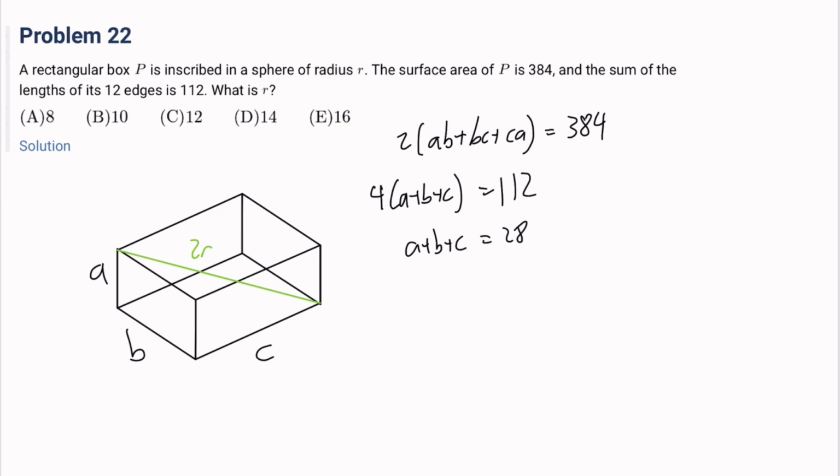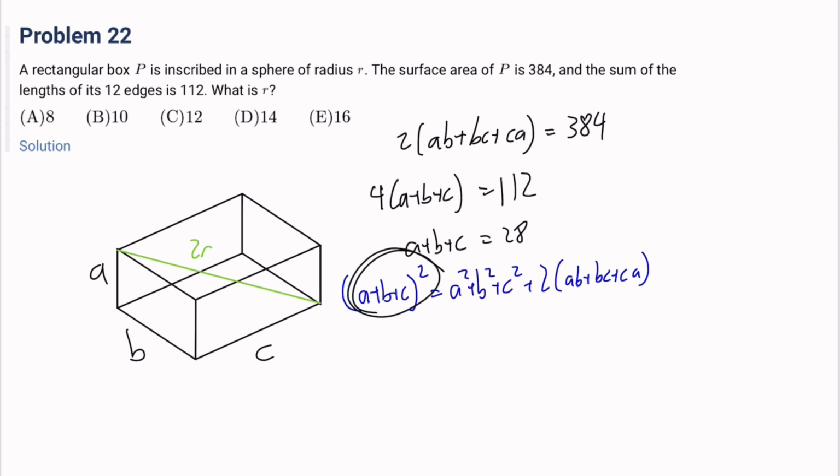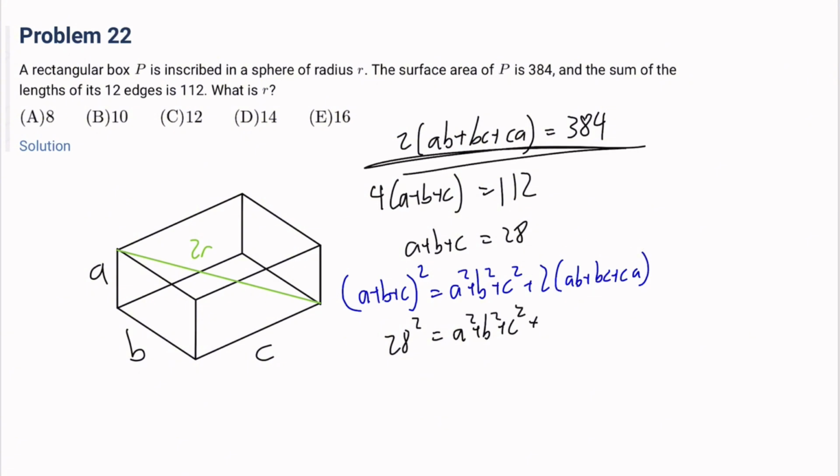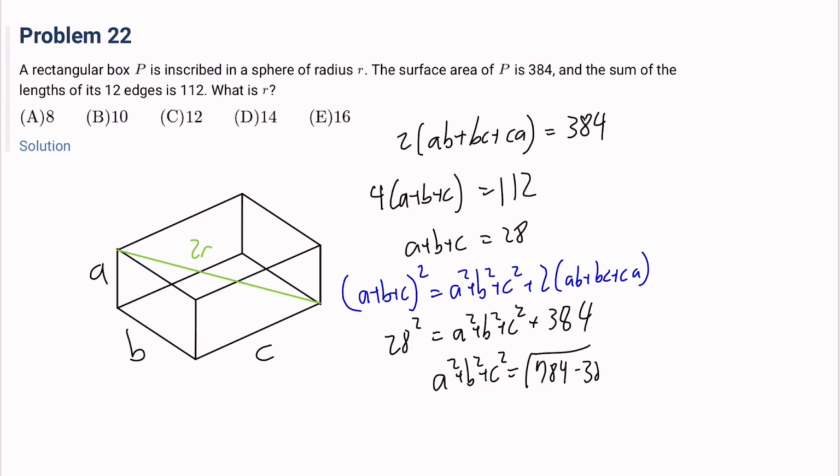And then since we know that (A plus B plus C) squared is equal to A squared plus B squared plus C squared plus 2 times (AB plus BC plus CA), and so this is equal to 28 squared. 28 squared equals A squared plus B squared plus C squared, plus this is equal to this thing, so it's 384. That means A squared plus B squared plus C squared equals 784 minus 384, so this is 400, and the root is 20.